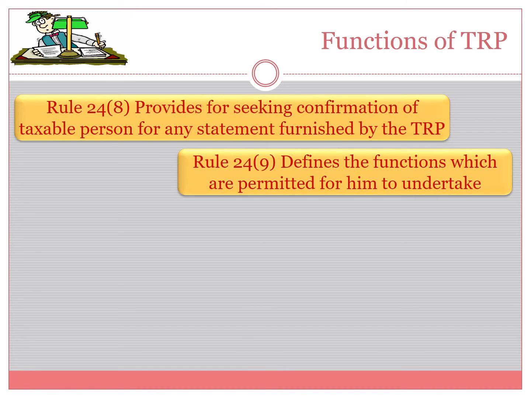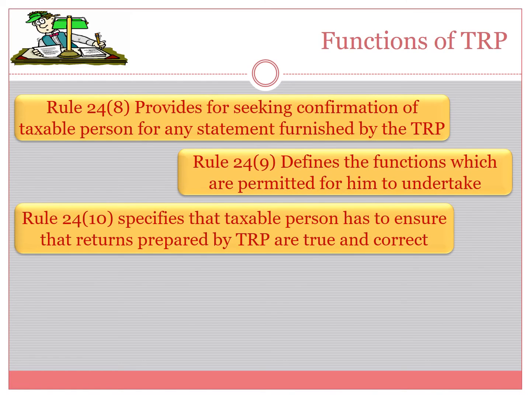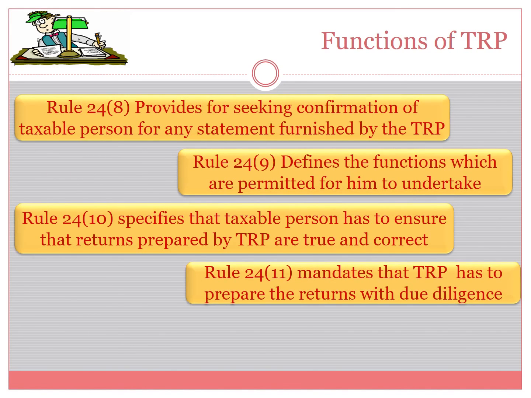Subrule 9 specifies the activities which a TRP can undertake if so authorized by the taxable person. Subrule 10 provides that a taxable person opting to furnish his return through a TRP should, before confirming submission of any statement prepared by the TRP, ensure that the facts mentioned in the return are true and correct. Subrule 11 makes it obligatory for the TRP to prepare the statements with due diligence.